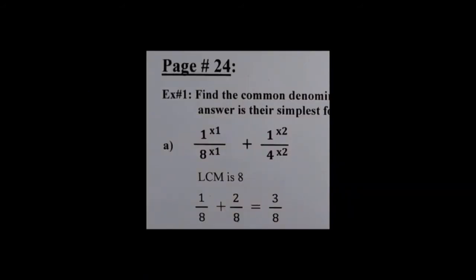Okay students, it's page number 24, exercise number 1. In this exercise we will add the fractions. Find the common denominators for the fractions and in each addition write the answer in its simplest form. We know the simplest form is the form when the numerator and denominator don't have the same factor. Now we have 1 upon 8 plus 1 upon 4.